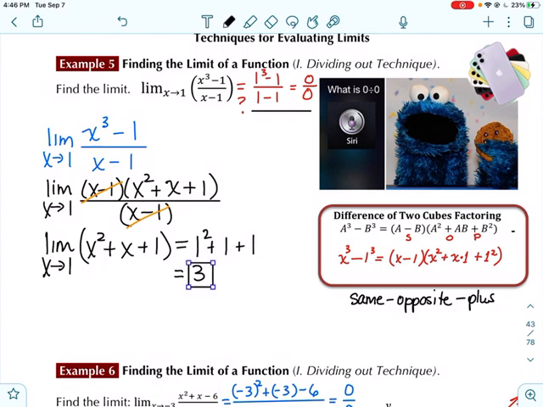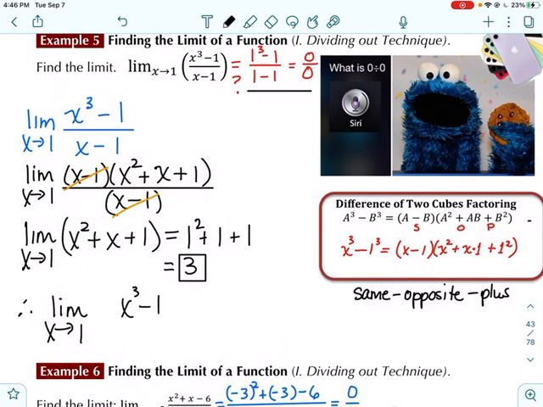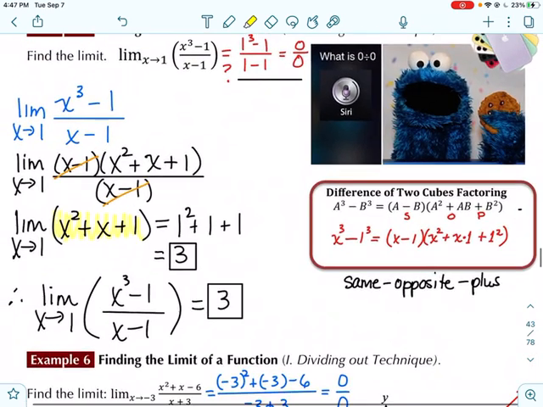So then, therefore, the limit as x approaches 1 of x cubed minus 1 all over x minus 1 is equal to 3. And you've kind of guessed that the graph itself is going to look like a quadratic, except it's going to have a hole in it at 1, 3. Okay, so there you go.